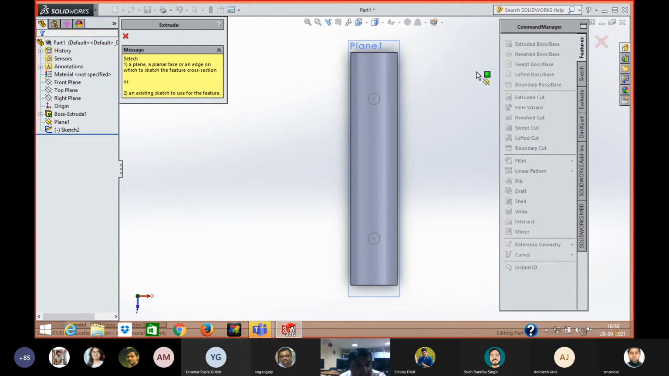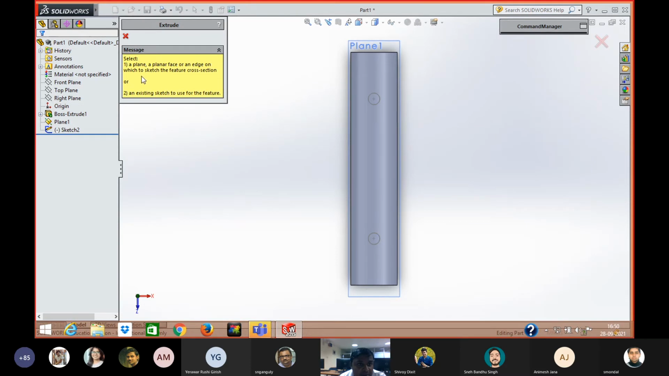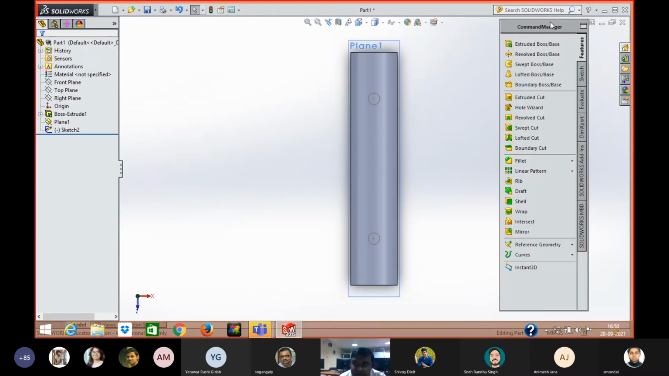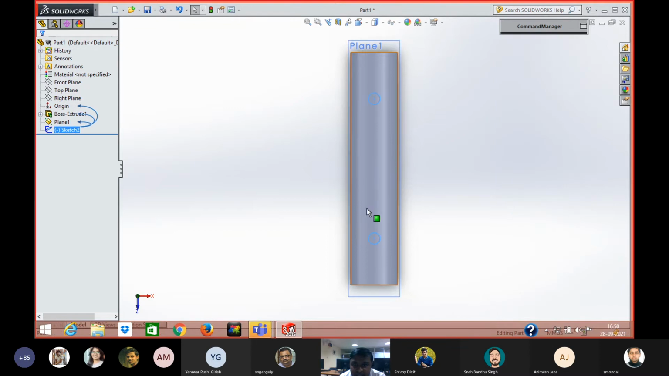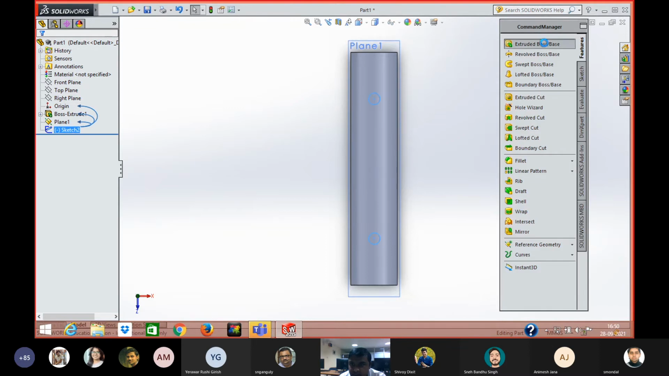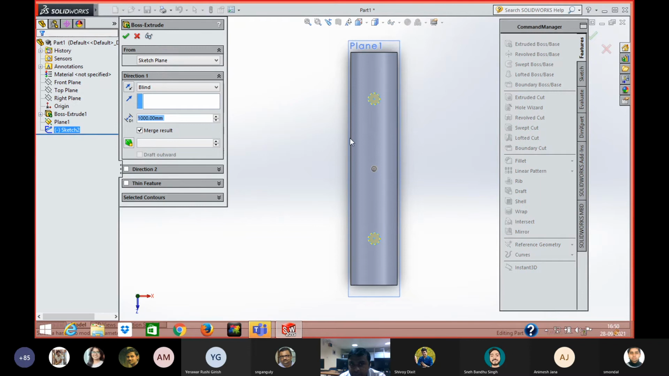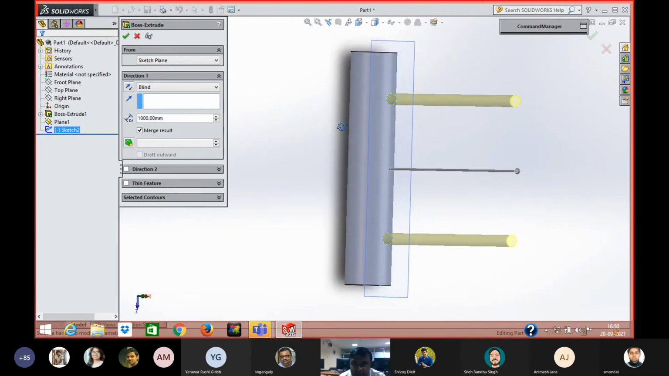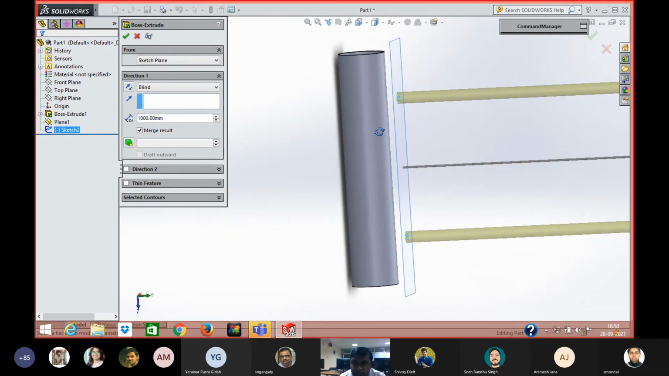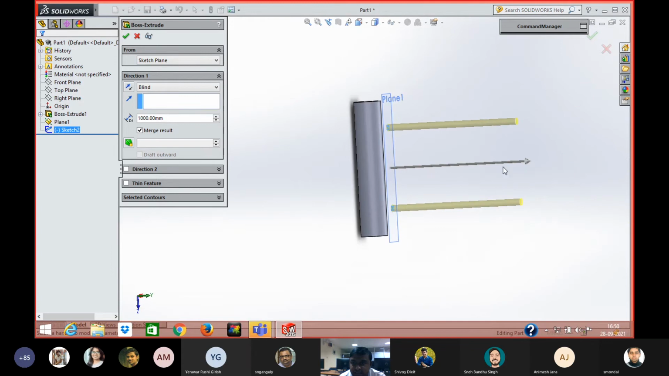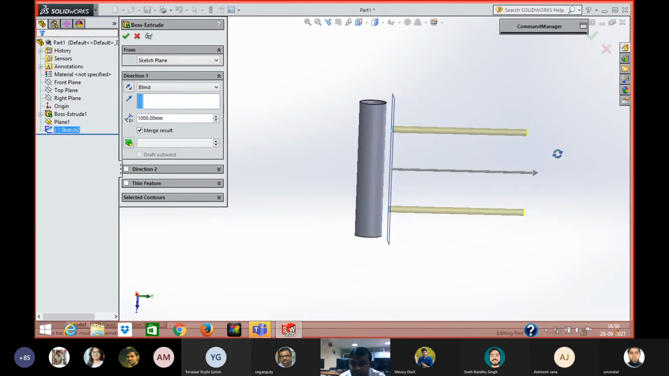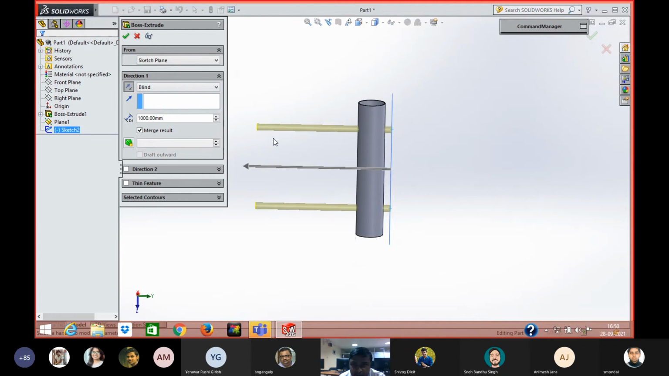Here it shows: select a plane or the plane face edge, or which to the sketch features, cross section or an existing sketch. So we have not selected the sketch, that's why it's showing. So at first we have to select the sketch. Sketch 2 we have taken, then we can extrude it. Let's see. See, the direction is different, so we can change the directions.